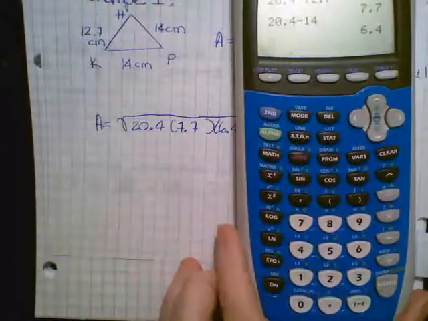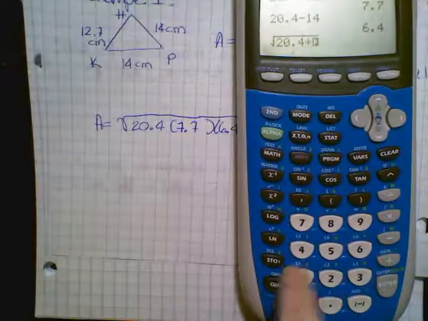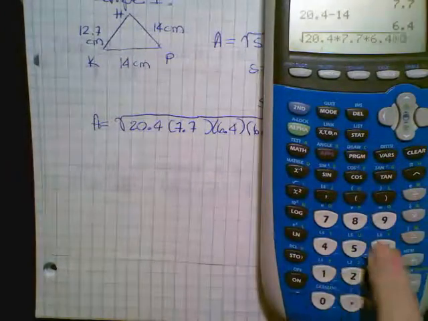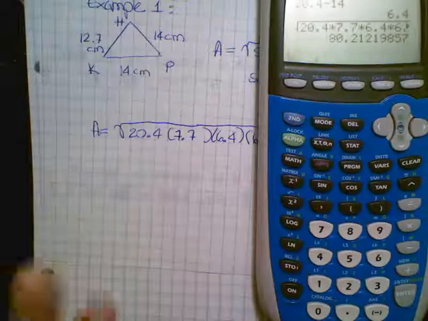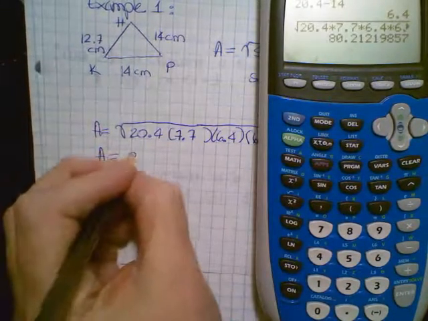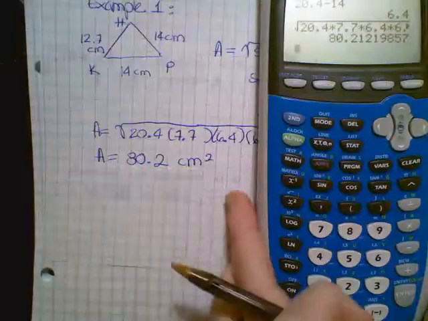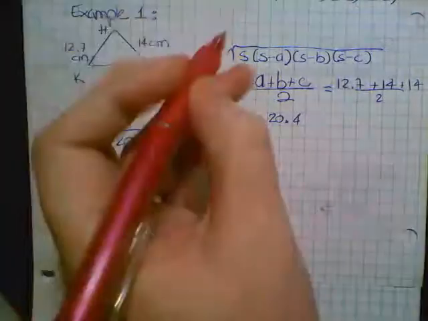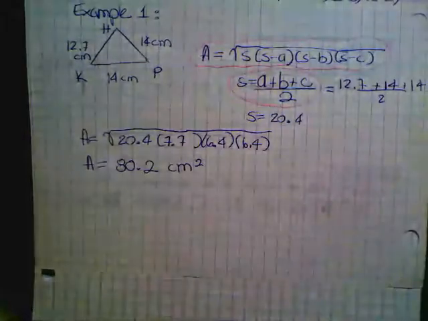So you could write this whole thing out if you wanted to. I can do second x squared. That gives me the square root of 20.4 times 7.7 times 6.4 times 6.4. All right, enter. And that gives me that the area is equal to 80.2 centimeters squared. So it's just a matter of plugging into the formulas. You've got to remember that S is the semi-perimeter.